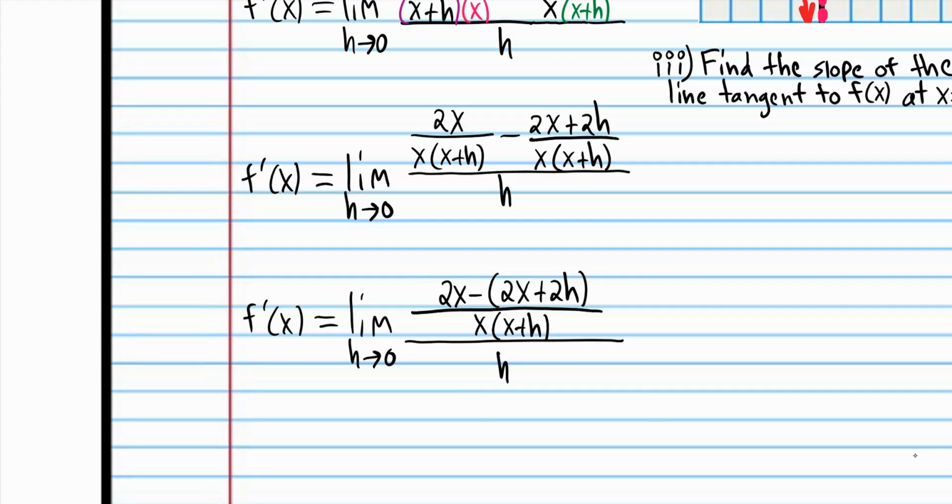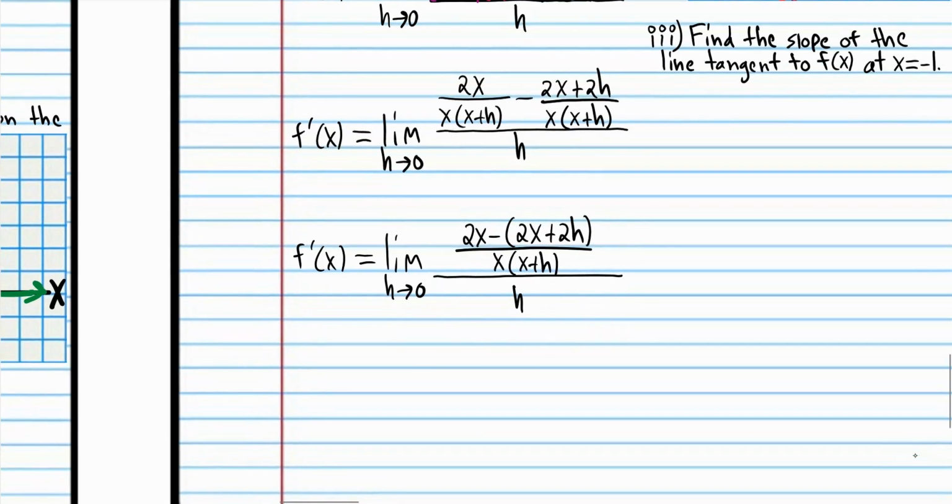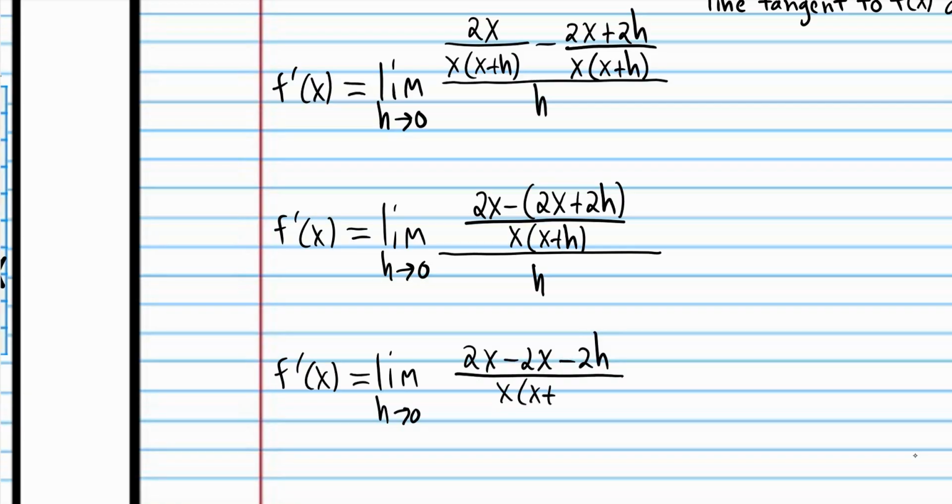So it's very important to keep track of what fraction is inside what fraction, or else things can get really confusing really fast. So you want to make the upper fraction line smaller so we understand that this is a fraction inside a bigger fraction. Okay, so now we're ready to simplify the numerator. That negative just goes, well, it distributes. So we have 2x minus 2x minus 2h all over x times x plus h.